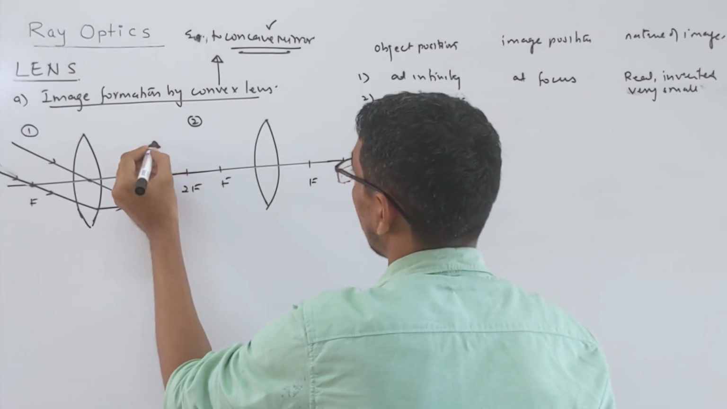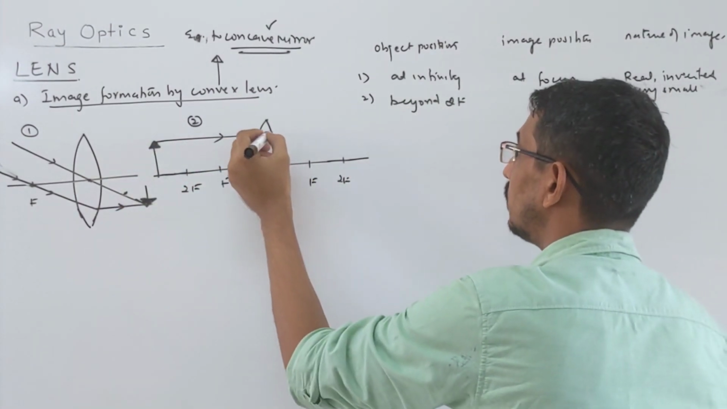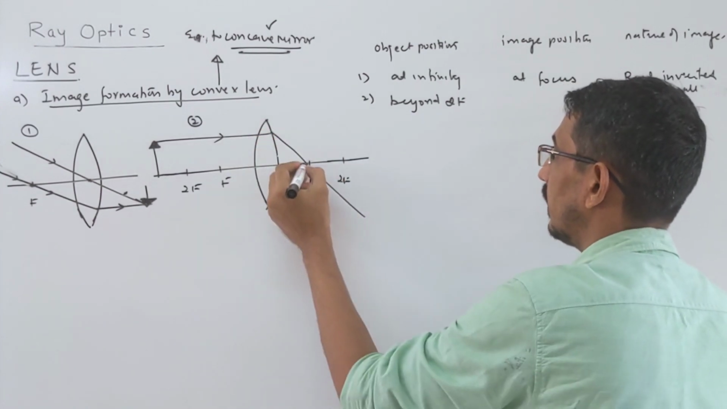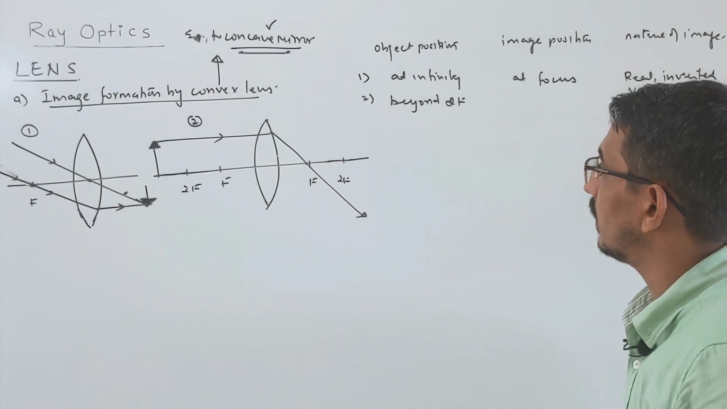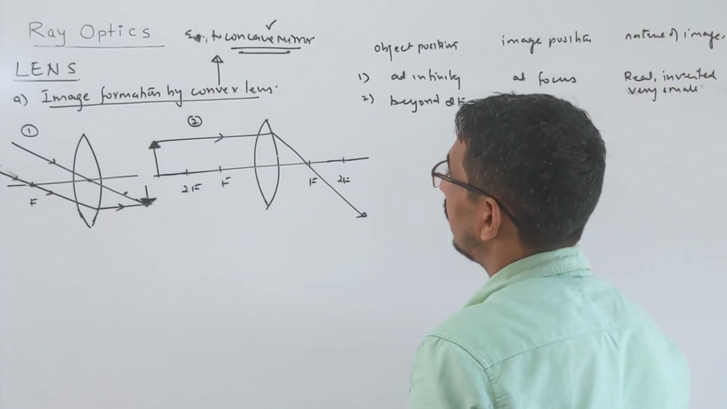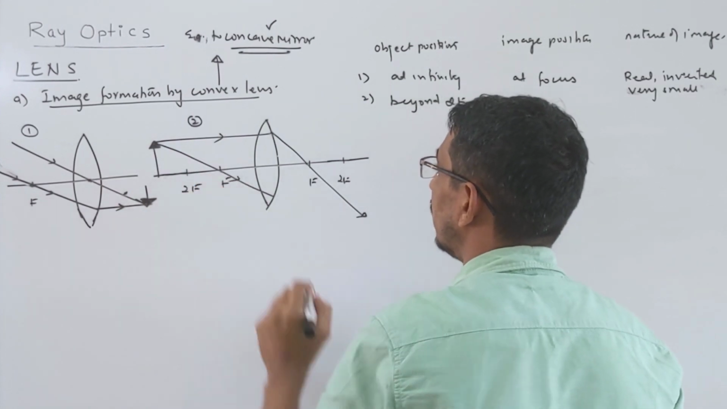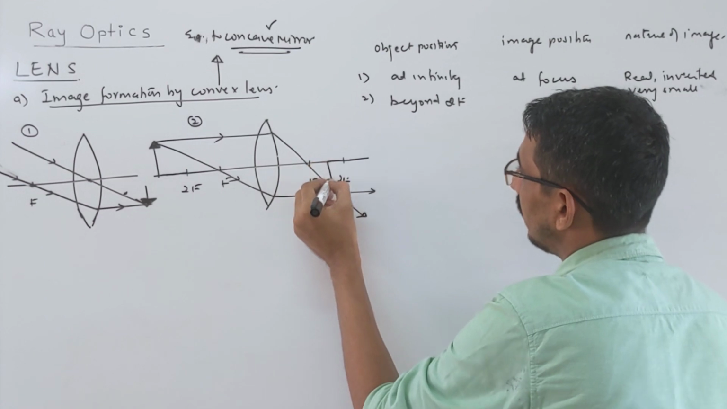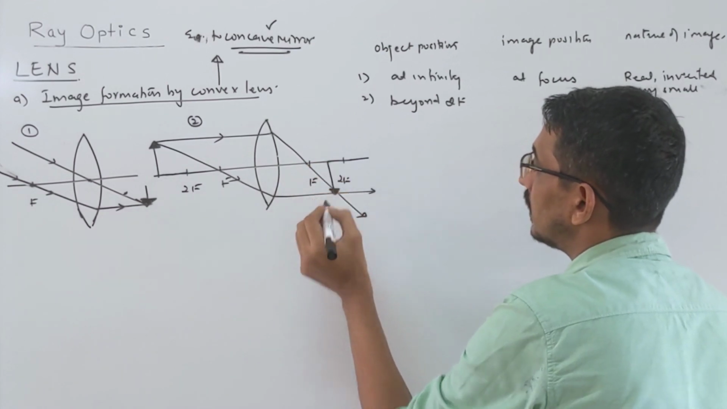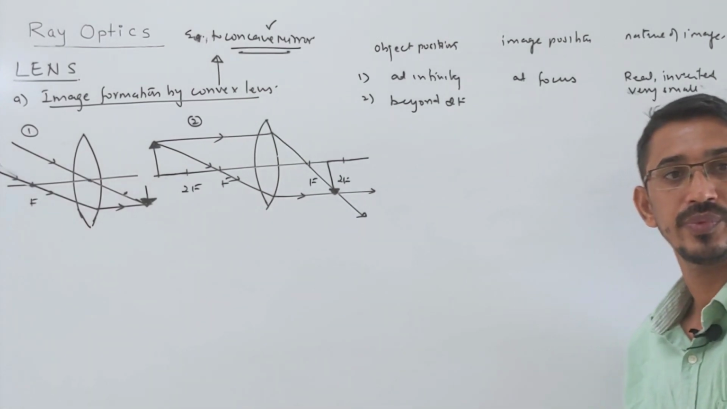Say one ray coming parallel. This is a parallel ray coming. It should pass through the focus, like that way. Okay. Correct. Then what will happen? One ray passing through the focus like that way should become what? Parallel. It should become parallel like that way. So they will meet here. This is your image formed. So the rays are really meeting. Again, a real image is formed.